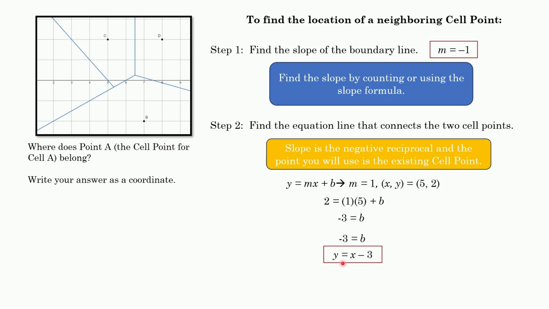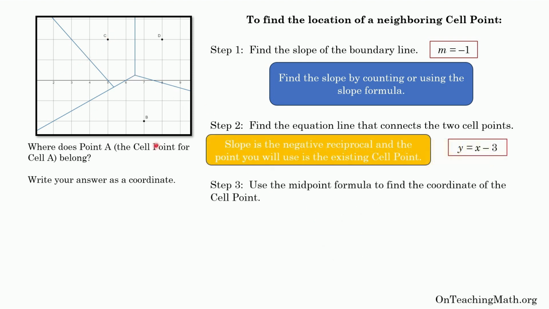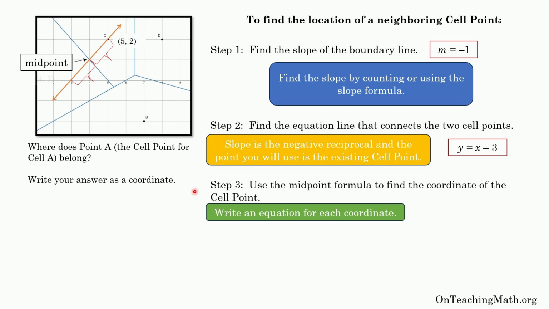So somewhere on the line y equals x minus 3 lies point A, right? That's going to be perpendicular to the boundary. And now where that line intersects the boundary is the midpoint. That's the midpoint right there. Here I can see what that midpoint is, so I don't have to do anything like set the equations equal. Sometimes you have to, but let's go ahead and find that midpoint and then use it to figure out the coordinate. So the midpoint right here is (4, 1).